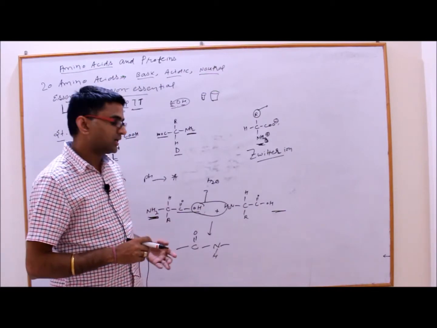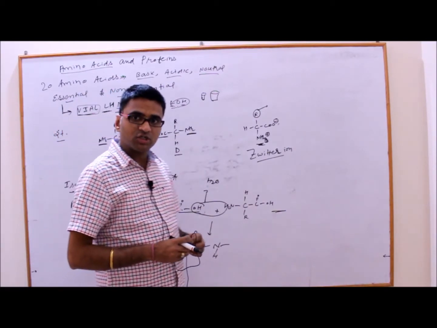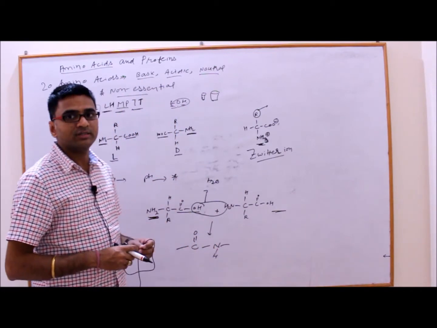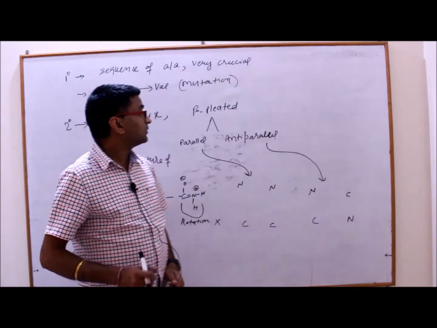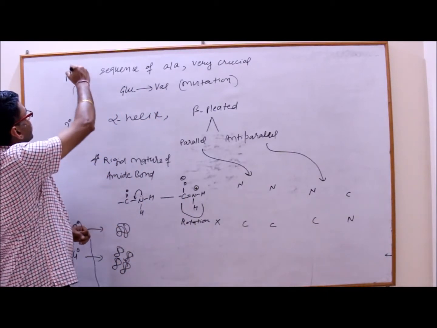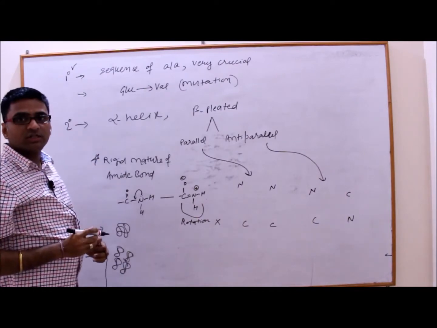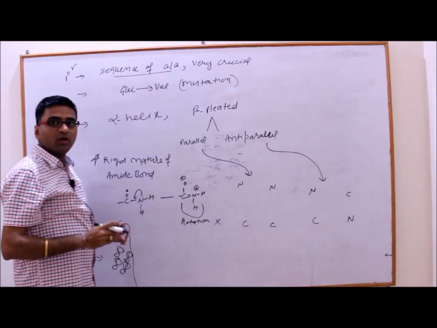Now we will go for the structure of proteins: primary structure, secondary structure, tertiary and quaternary structure of proteins, and then move forward towards enzymes also. So now we will see the structure of proteins. First we have the primary structure. In the primary structure, there is just a sequence of amino acids in a particular order.